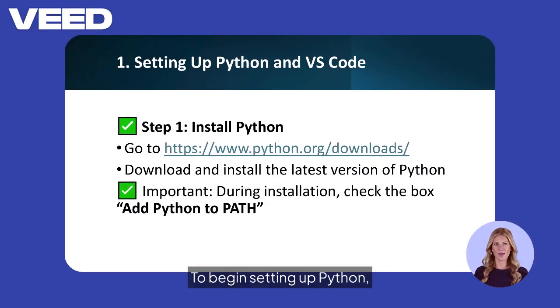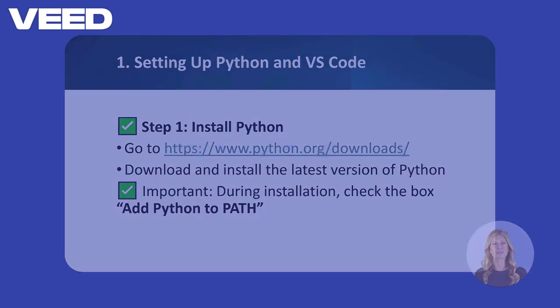To begin setting up Python, visit python.org/downloads. Download and install the latest version. Remember to check Add Python to PATH during installation. This step ensures Python is accessible from the command line.